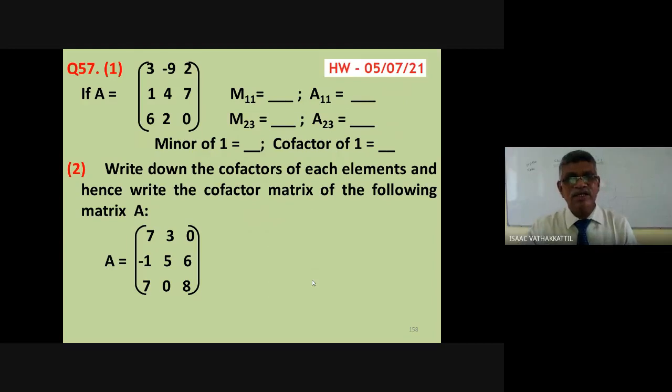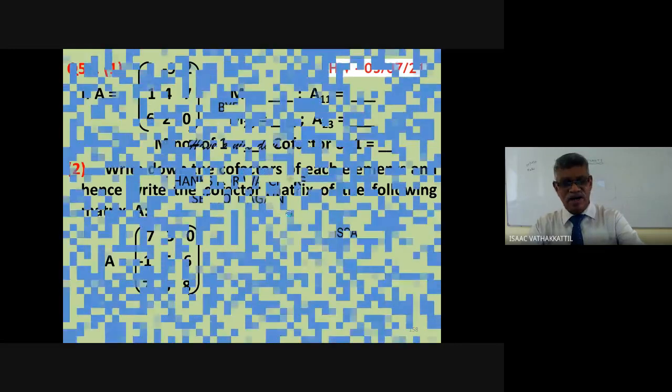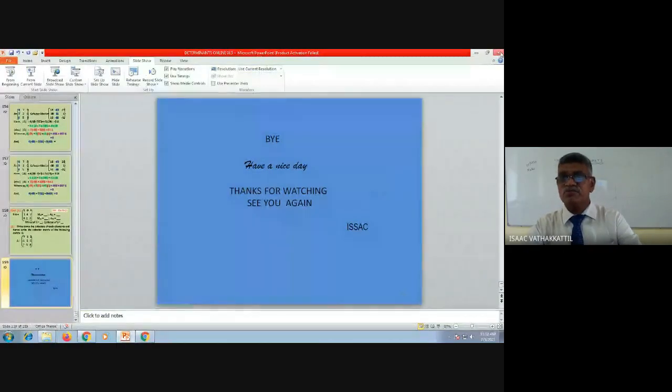Few questions only. Understand what minors and cofactors are, and the notations are very clear. M11 is for the minor of the 1 1 element, A11 is the cofactor. Write down the cofactors of each element and hence write the cofactor matrix of the following matrix A. The results are also clear now. I will ask the questions tomorrow.